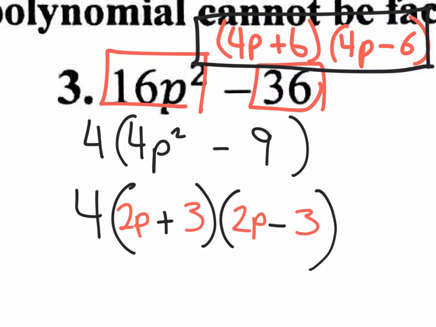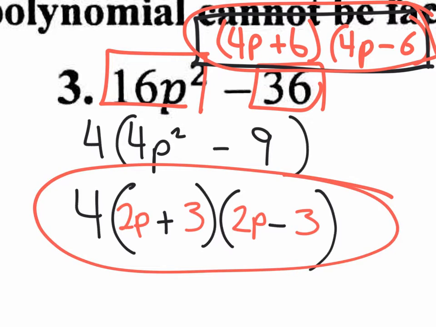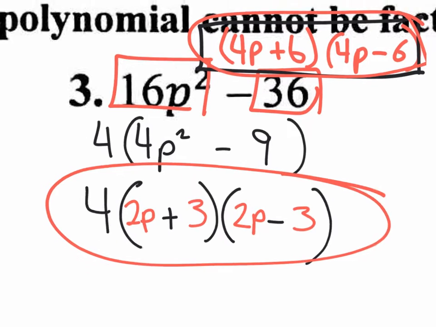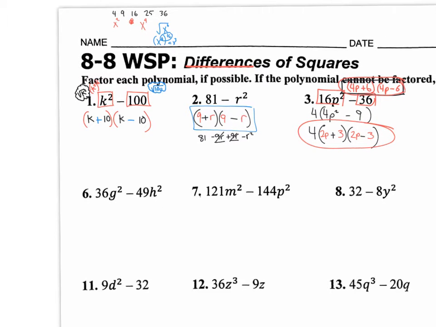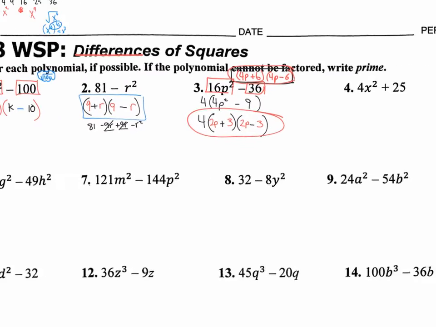I guess what I'm trying to say is this is a correct answer, but this is a better answer. Because this one down here is completely factored. This one up here, you could still pull out 2's from the first binomial and from the second binomial, so it's not completely factored. And the instructions say factor. I guess, yeah, either one's good.